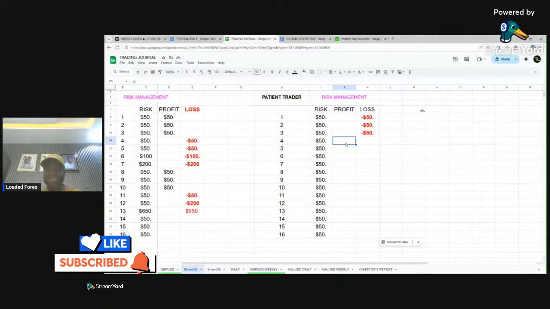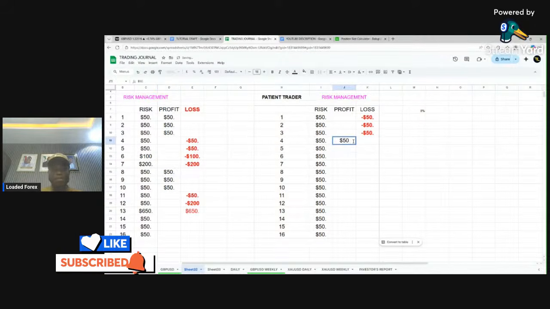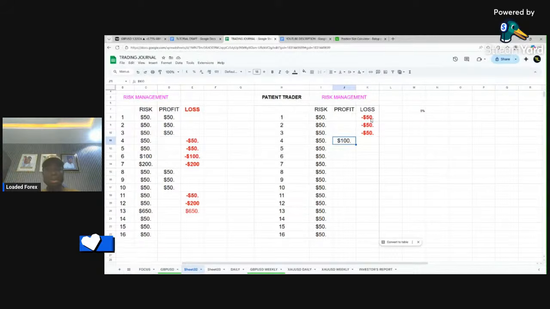I risk the same $50, then I make $100 out of this trade. Remember, I took 3 losses in a row, then one profit, one opportunity, one good setup gives me $100. Then I'm able to recover $100 out of the 150 drawdown. So I remain with $50 to recover my loss, right?